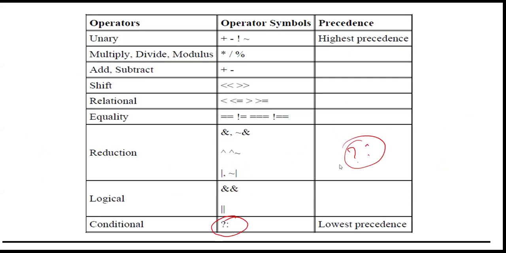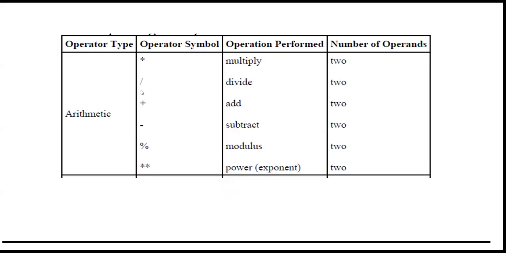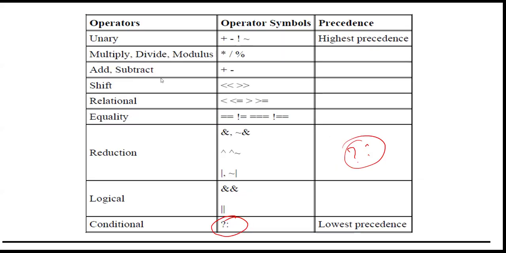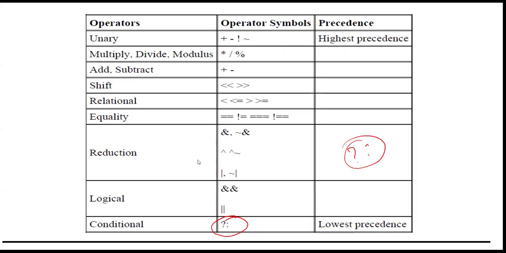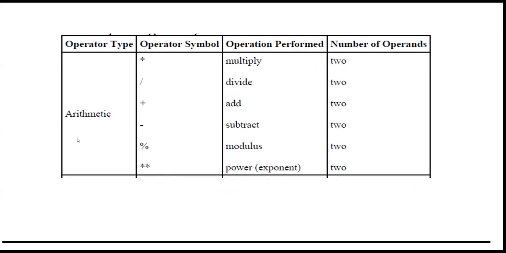Next, as I told you, we have the arithmetic operators. Their usage is elaborated here: add, subtract, multiply, divide, and modulus. And additionally, we have the power exponent operator, which you can see here. All these arithmetic operators require two operands, which is what we have listed here.